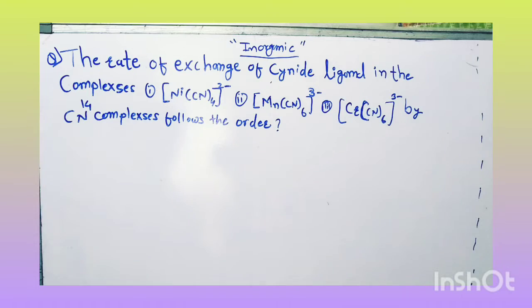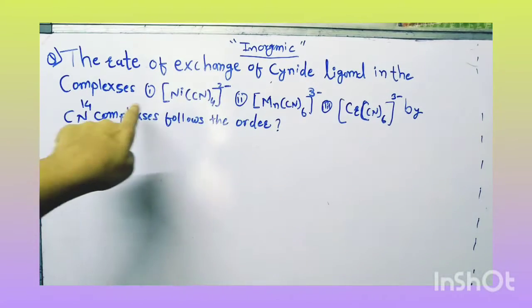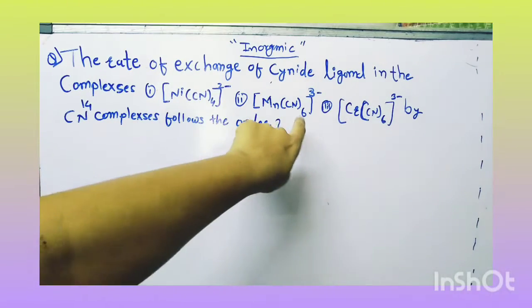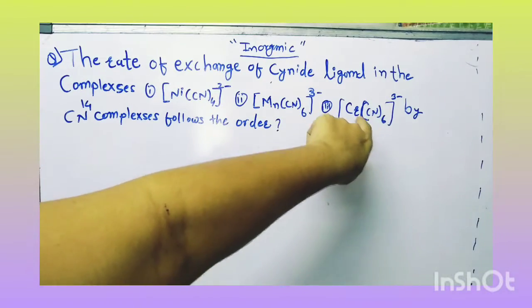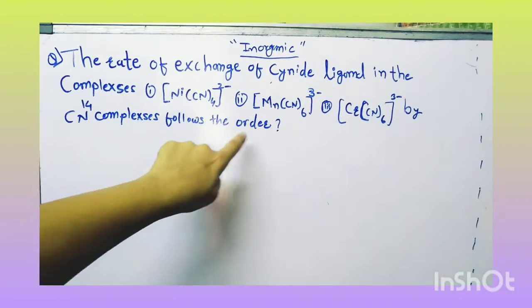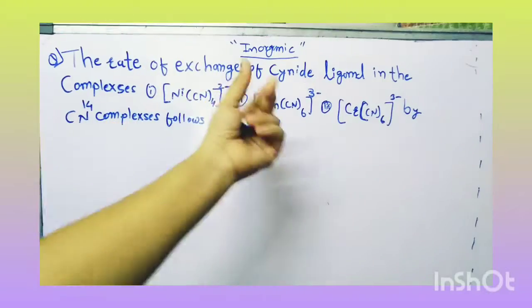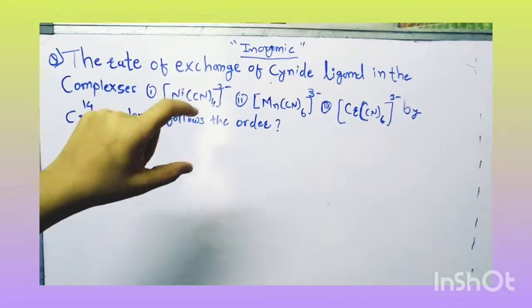Guys, today's question is: the rate of exchange of cyanide ligand in the complexes tetracyanonickelate(II) 2-, hexacyanomanganate 3-, and the third, hexacyanochromate 3-, by C-14 cyanide follows the order. Here, from the rate of exchange of cyanide ligand, we have to find which one exchanges fastest with C-14.